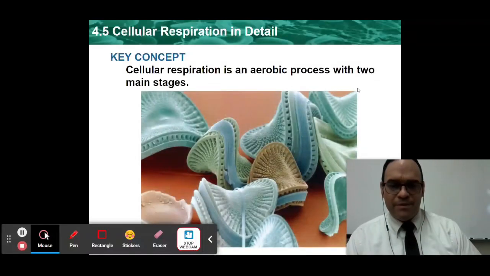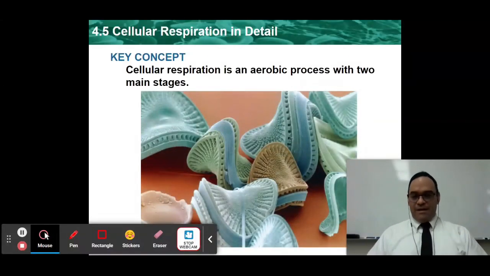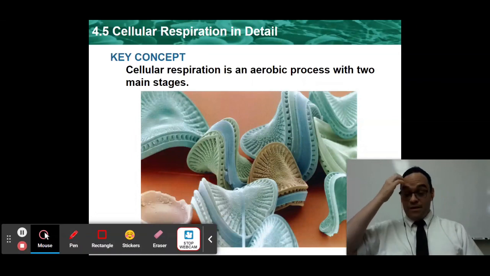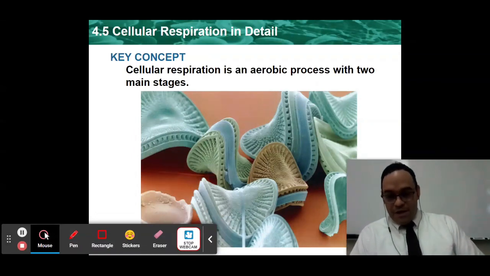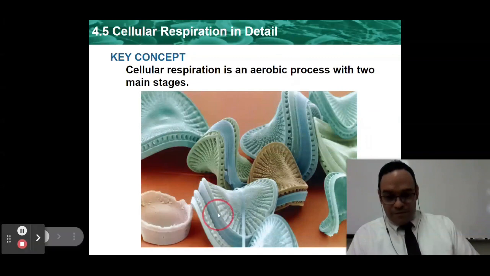All right, so now a deep dive into 4.5 and a deep dive into cellular respiration. There's more detail here than you're going to want to know. And yet, here we go.